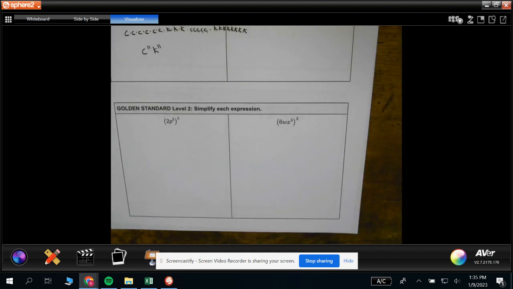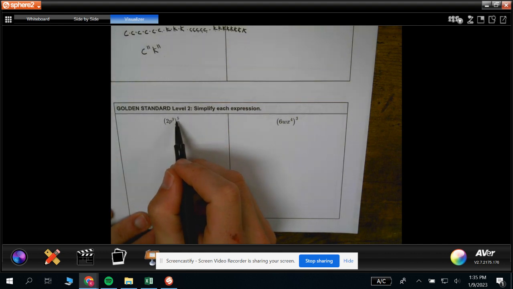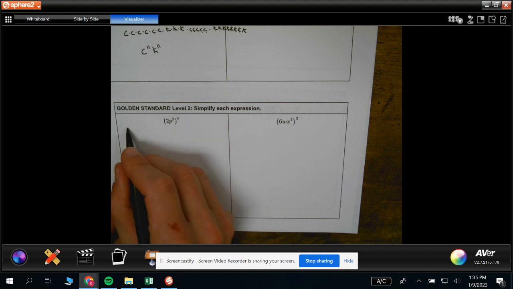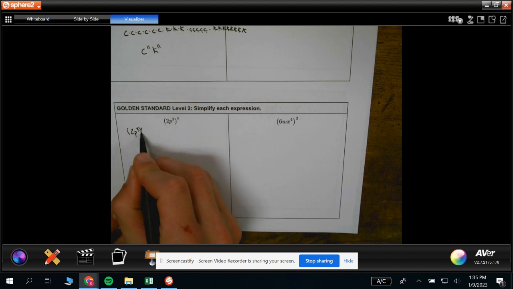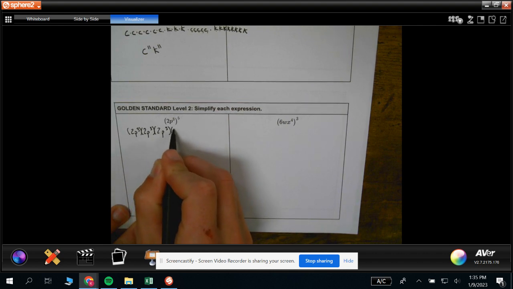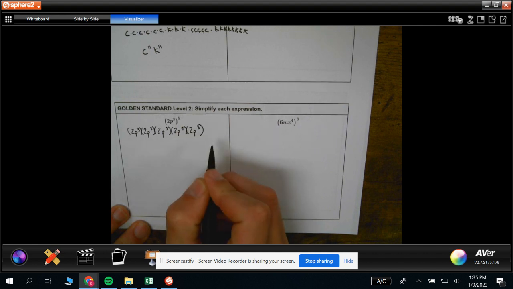You don't need to know the name of the property, just how it works. When you have something to a power raised to another power, what do we do? We're going to multiply the exponents. Let's think about what's going on here. 2p cubed to the 5th power. That's like 2p cubed times 2p cubed times 2p cubed times 2p cubed times 2p cubed.